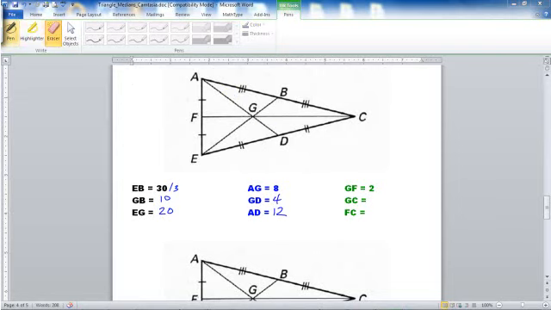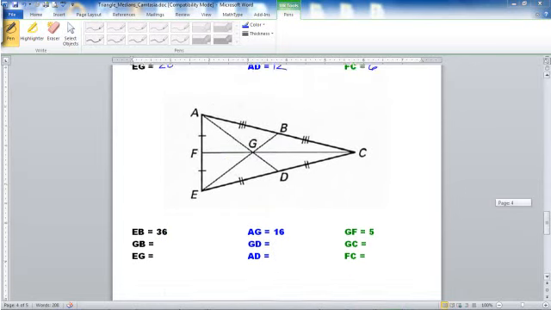And then the third setup again is if I give you the small part, GF is 2. Double the small part to get the big part, so GC is 4, and then 2 plus 4 gives me 6 for my whole median. Let's try that again in another one.